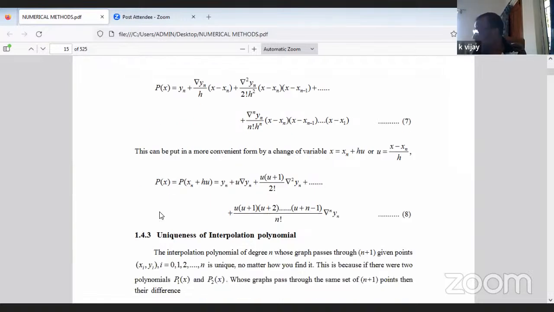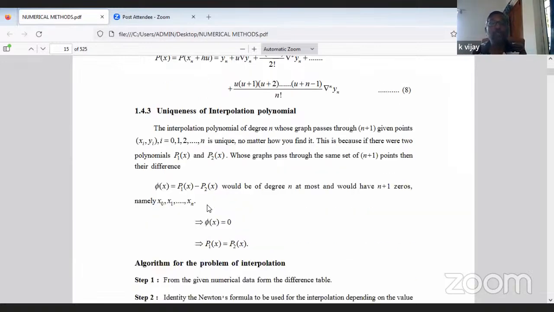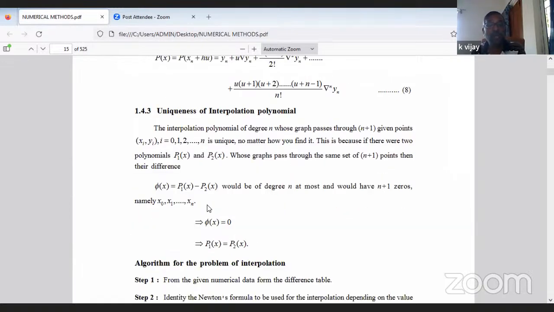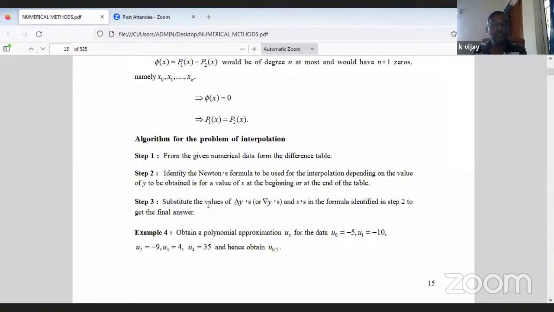This is putting in the values in the same way as the earlier Newton forward interpolation formula. There we used u is equal to (x minus x0) by h; here we are using u is equal to (x minus xn) by h. So y is equal to yn plus u nabla yn plus u(u plus 1) by 2 factorial nabla square yn, and so on, plus u(u plus 1) and so on up to (u plus n minus 1) by n factorial nabla n yn. This is called the Newton backward interpolation formula. The polynomial is of degree n at most and would have n plus 1 zeros.